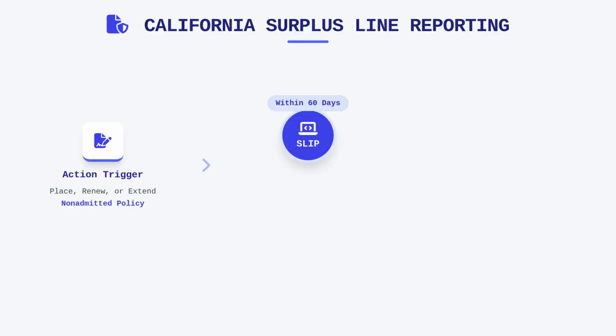To facilitate the reporting of these transactions, California utilizes the Surplus Line Information Portal, commonly referred to as the SLIP system, managed by the Surplus Line Association of California. Every time you place, renew, or extend a non-admitted policy, you must submit a detailed electronic filing through SLIP within 60 days of placing the coverage.